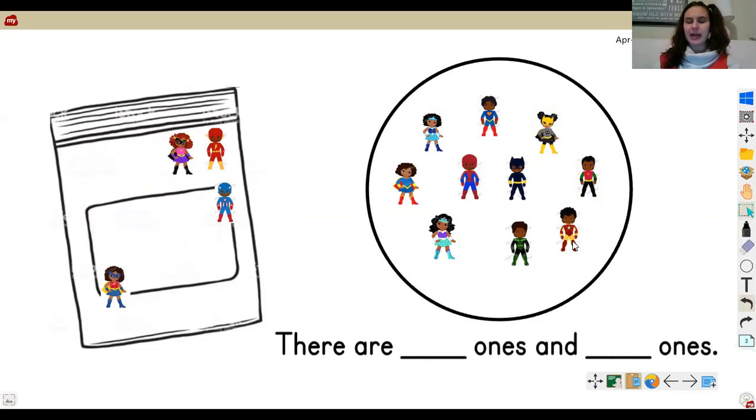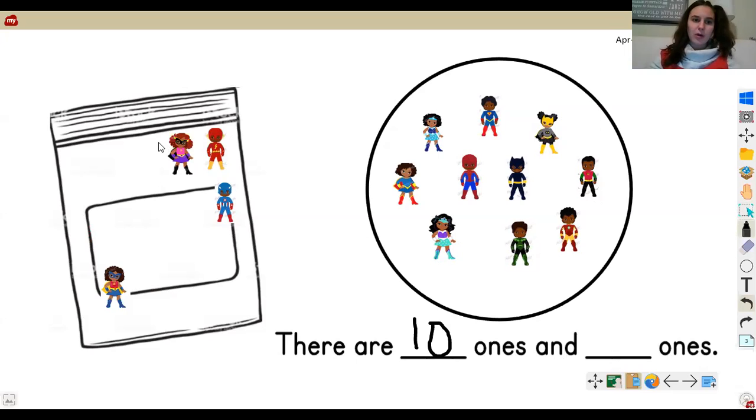How many ones do I have inside my circle? Go ahead and think, and get ready to say 1, 2, 3. You have 10 ones. 10. So I'm going to go ahead and say there are 10 ones and blank ones. So let's figure out how many ones we have left over.